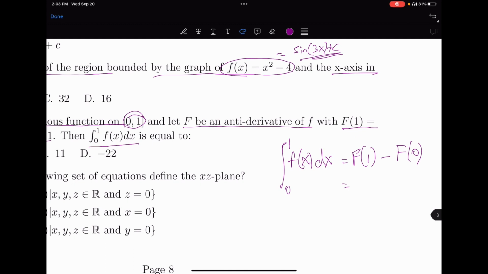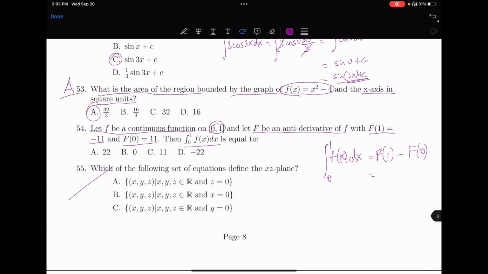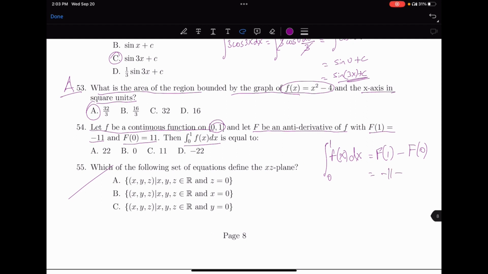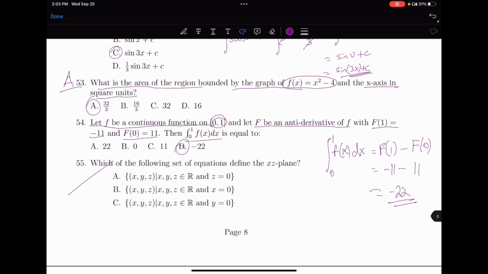The antiderivative evaluated at the endpoints of the integral. So capital F of 1, what is it? It is negative 11, minus capital F of 0, which is 11. Negative 11 minus 11, that is negative 22. Therefore, the answer is D.